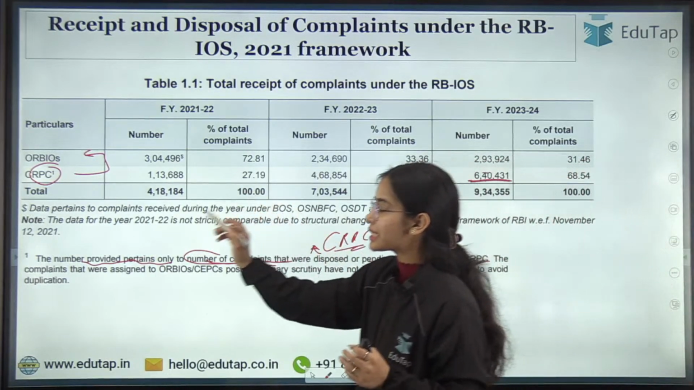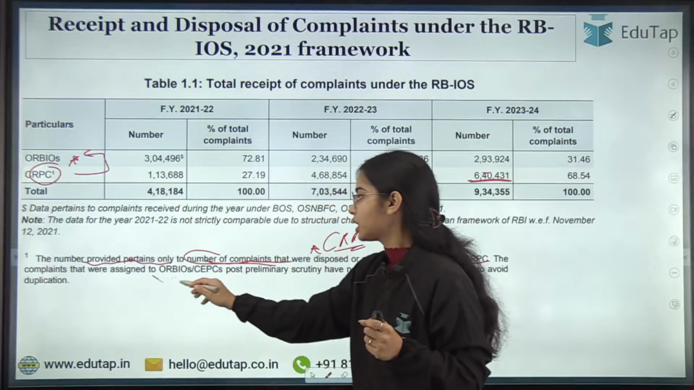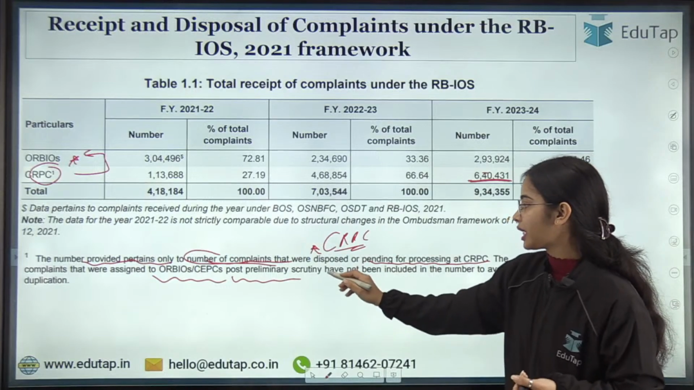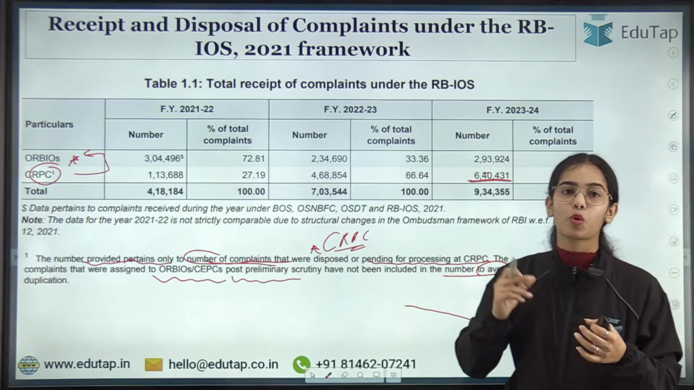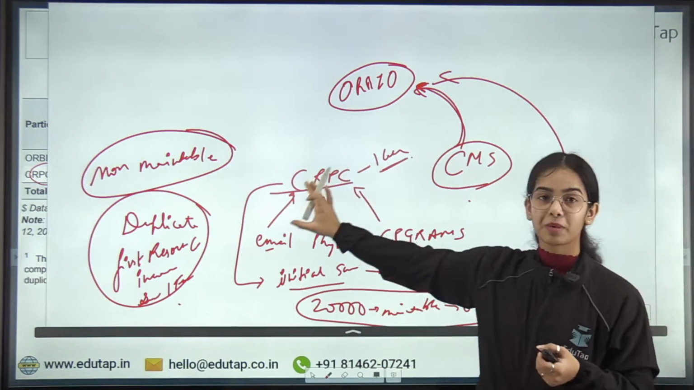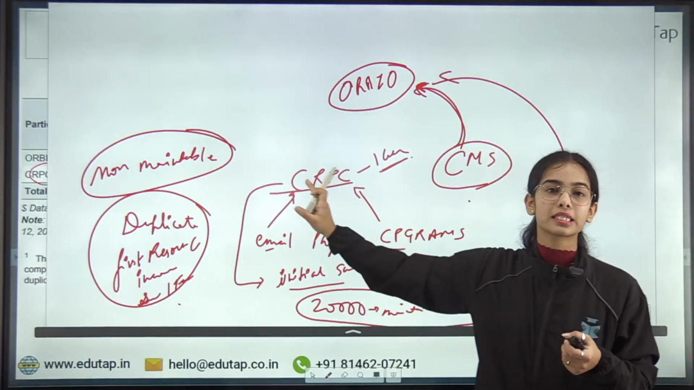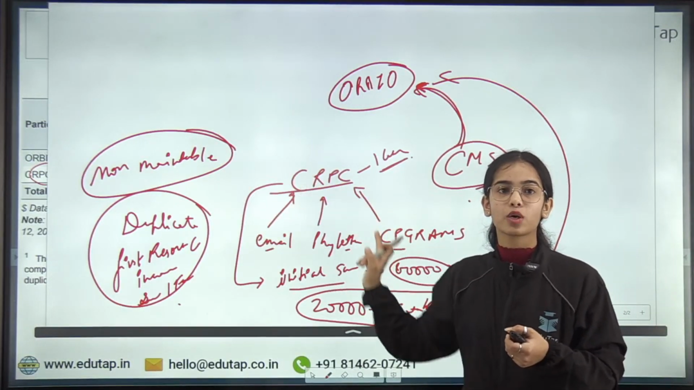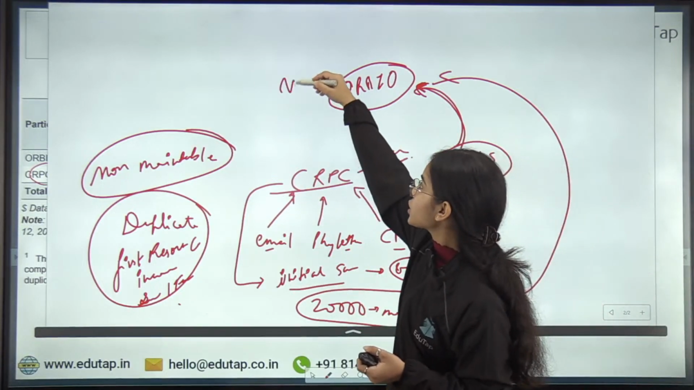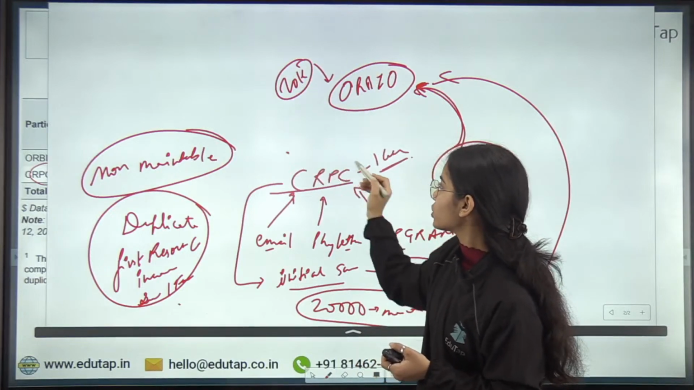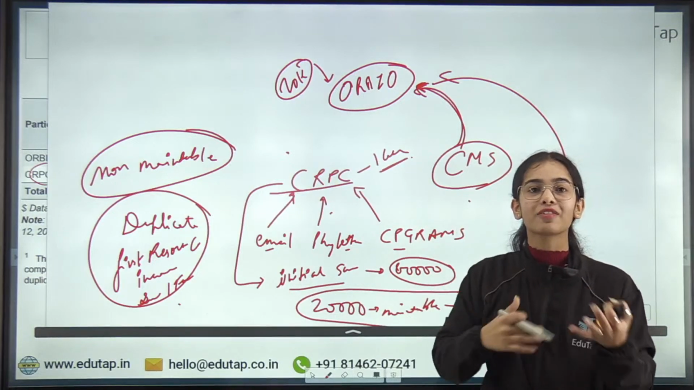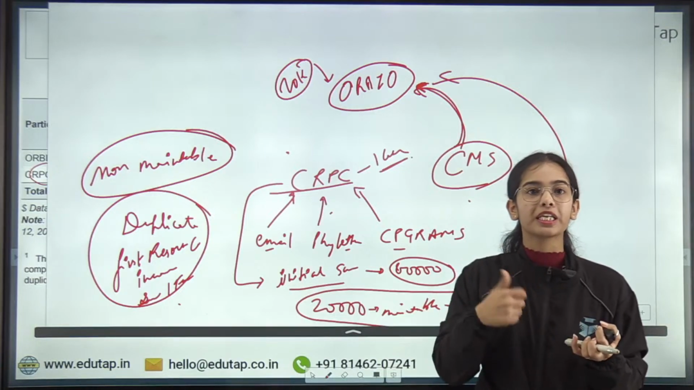The complaints that were assigned to the offices of the Ombudsman after the preliminary scrutiny have not been included in the number to avoid duplication. Because let's say 1 lakh complaints were received by CRPC, out of which 80,000 are addressed by the CRPC, so 20,000 go to the offices. Now if we include this 20k in the CRPC also, because CRPC received it initially, that will be duplication of the number.